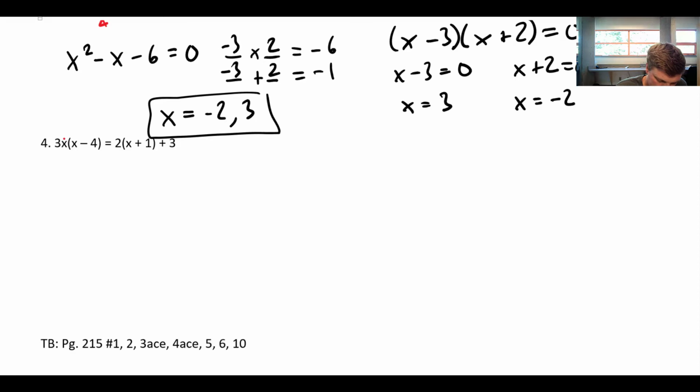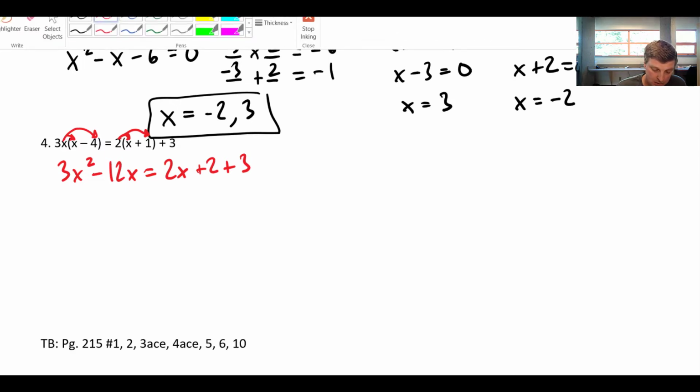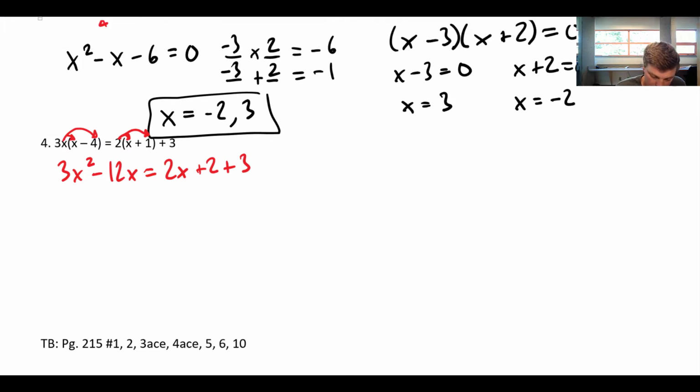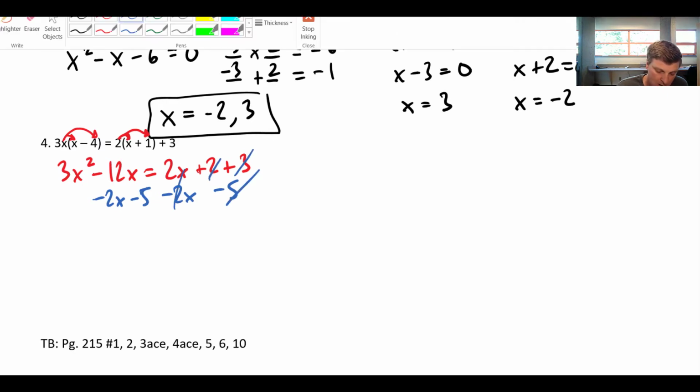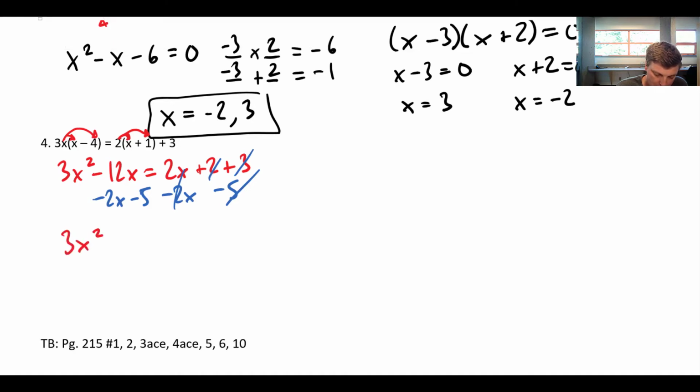So I'm just going to expand this in here by multiplying across and get 3x squared minus 12x equals, I'll do the same thing over on the other side here, 2x plus 2 plus 3. And then now I'm going to move everything over to the other side. So I am going to subtract 2x, and then minus 5 from this side. Let's do it all in one go. So these are gone, and that's gone. And I get 3x squared minus 14x minus 5 equals 0.